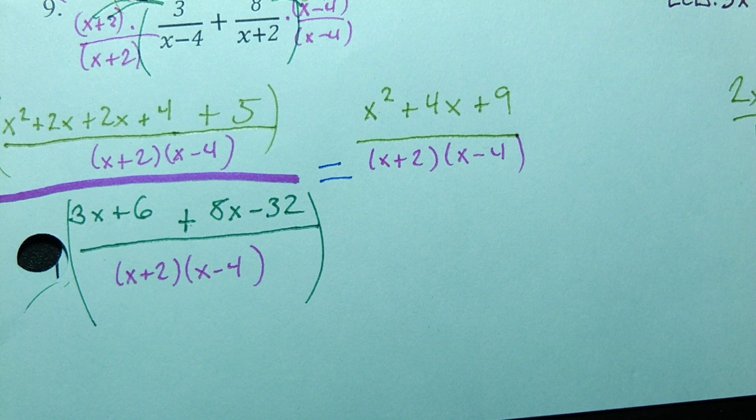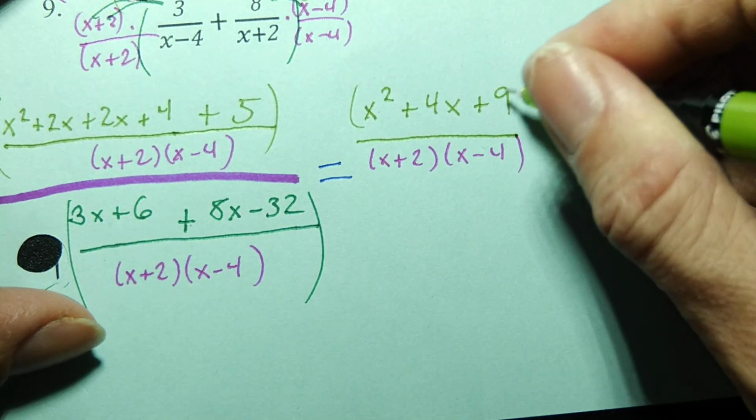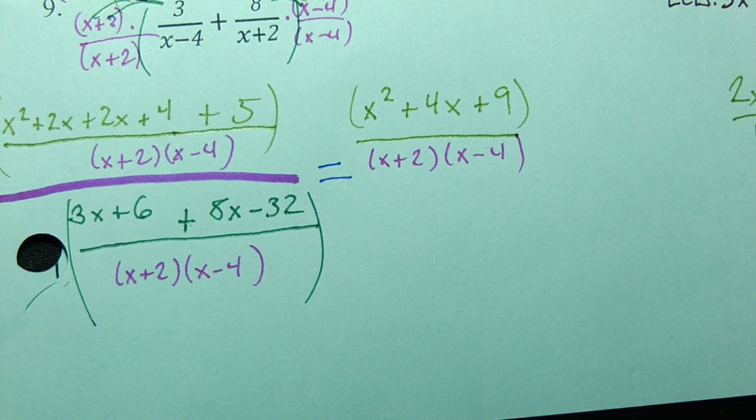Can we factor the top of that fraction? We can try, but product of 9, sum of 4, we've got 1 and 9, negative 1 and negative 9, 3 and 3, negative 3 and negative 3. No can do there. So I'm going to go ahead and trap that in parentheses since that is not factorable.